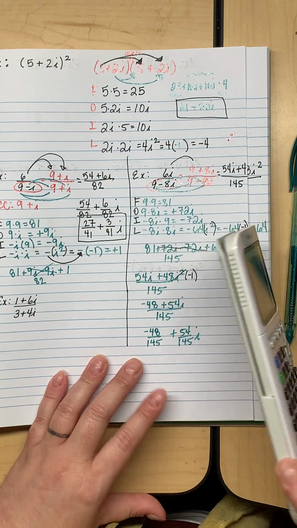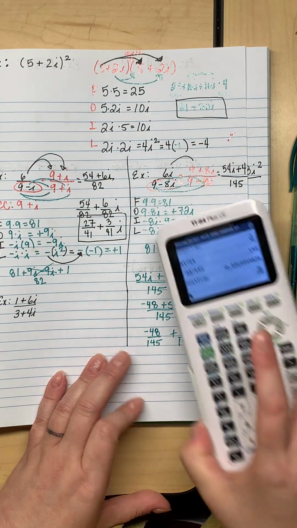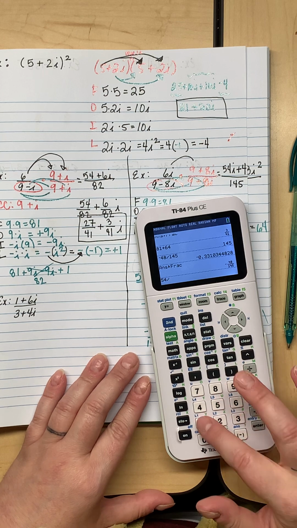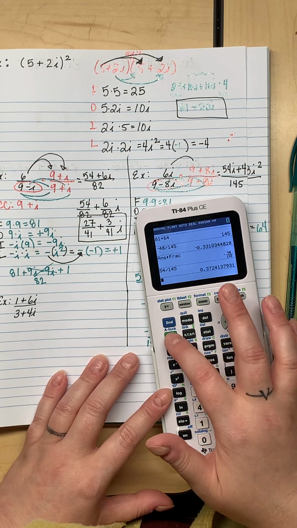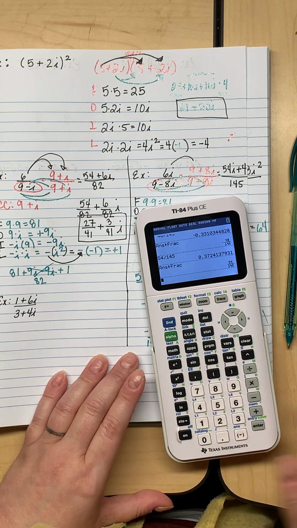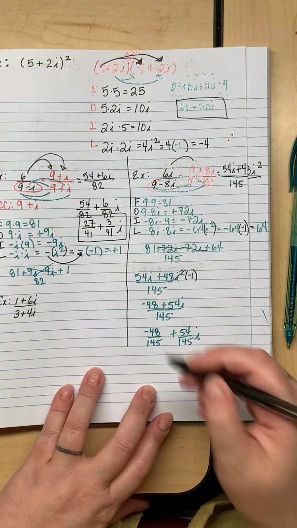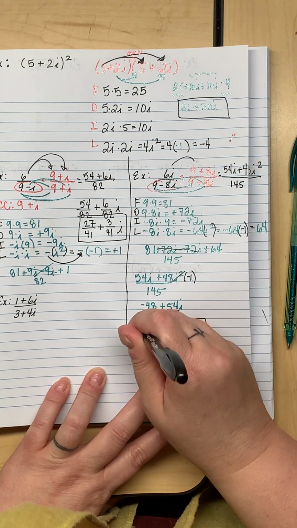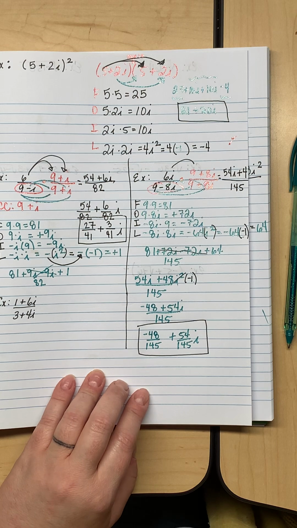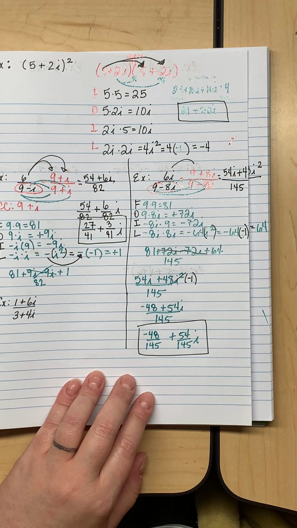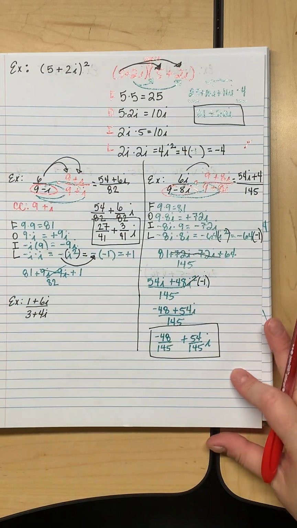Well, I'll be darned. Okay, now we're going to take this 54 over 145 and see if I can reduce that. Oh, I'll be darned. Okay, neither of those could reduce. Show the answer. Okay, let's look at this one on the bottom right.